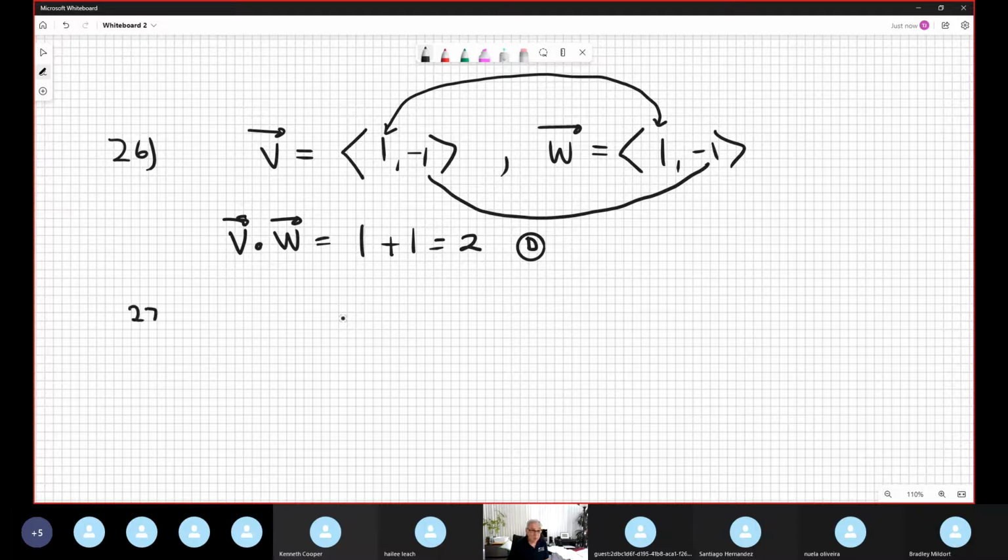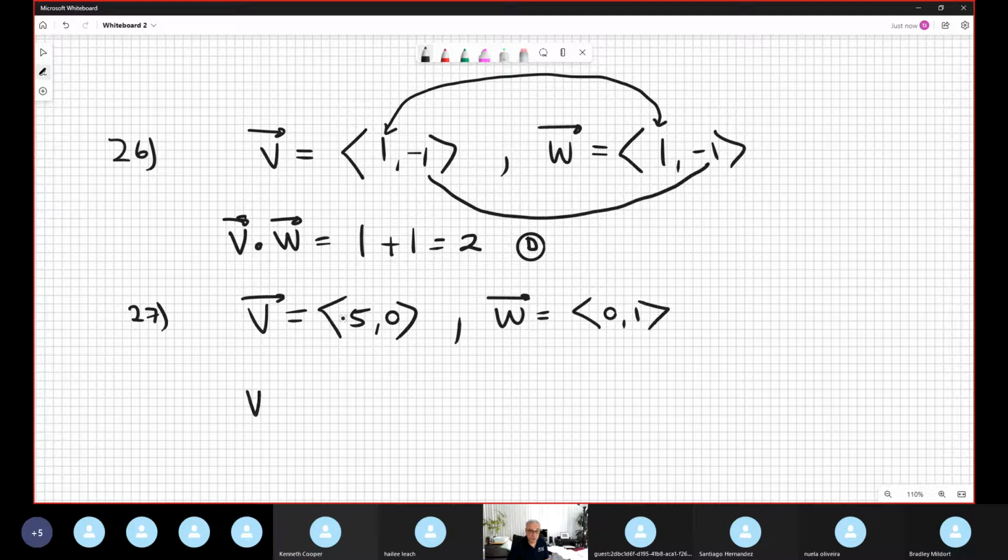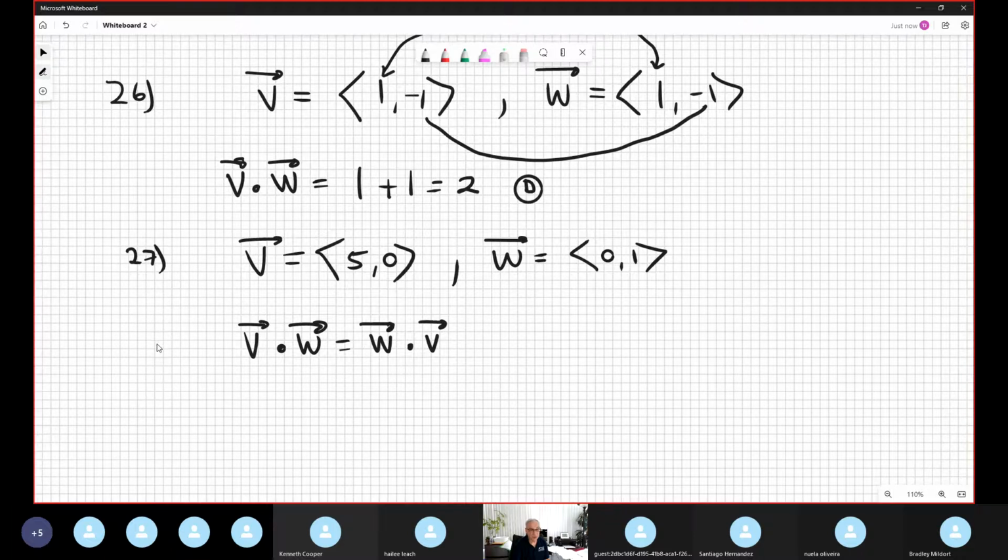Okay. 27 is similar. Vector B is <5, 0>. And vector W is <0, 1>. And you perform dot product, B dot product W. It's extremely important to say something: the dot product is totally commutative, so you can multiply in either order and the answer doesn't change. Be careful with other operations with vectors, but this one, yes.